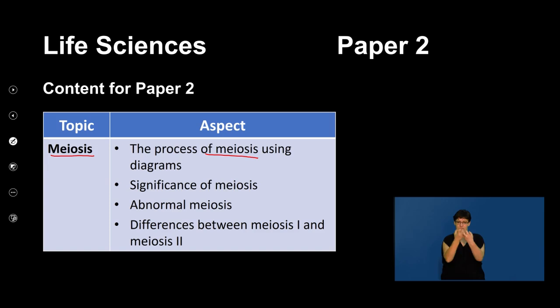We've got to look at the significance of meiosis and when it occurs and what's the importance of having chromosome numbers halved. We've got to look at the impact of what happens when meiosis goes wrong, so abnormalities such as Down syndrome and other syndromes that do occur because of non-separation during anaphase 2. We also need to look at the differences between meiosis 1 and meiosis 2 as 2 stages of the cell cycle that the cell goes through.